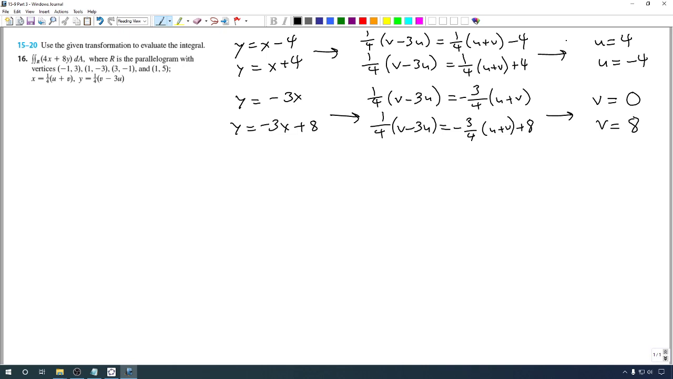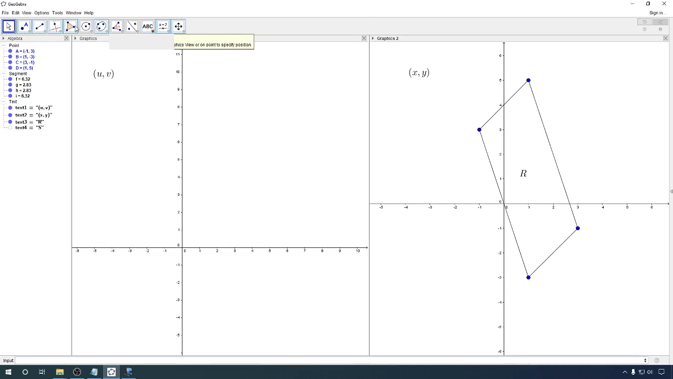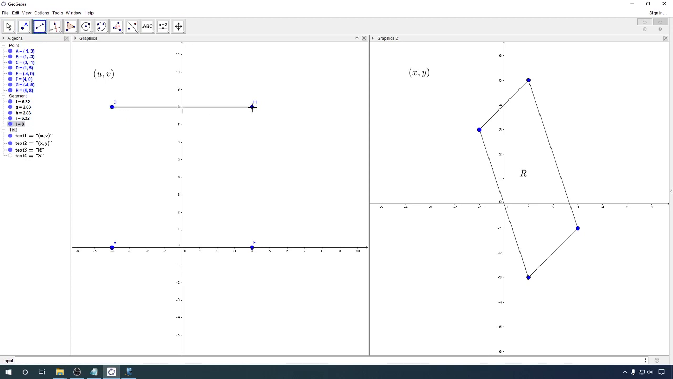So what is that really saying? That means that our S is going to be a rectangle where u is going to go from -4 to 4, v is going to go from 0 to 8. If we go ahead and draw that in here, we can graph the points that we know are going to be on there. We have (-4, 0), (4, 0), (-4, 8), and (4, 8). And again, we can go ahead and connect those points with lines.